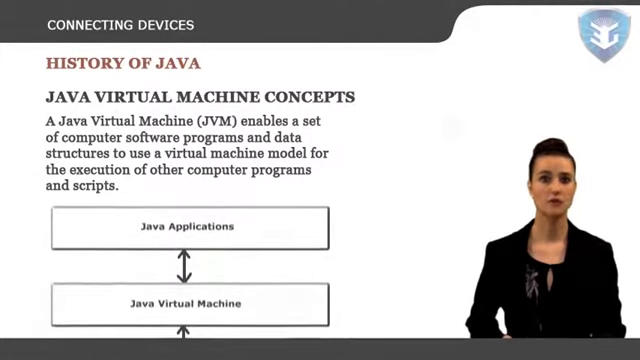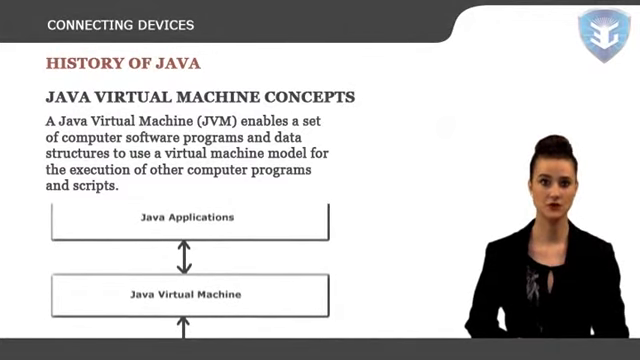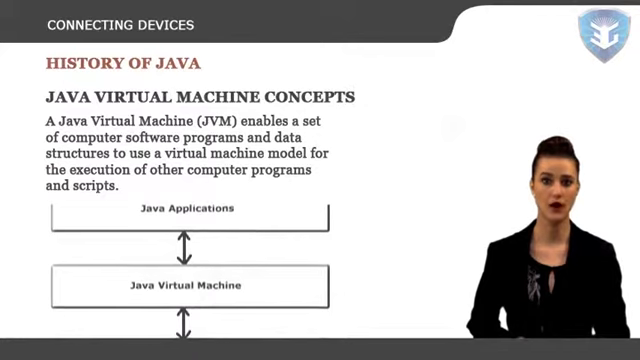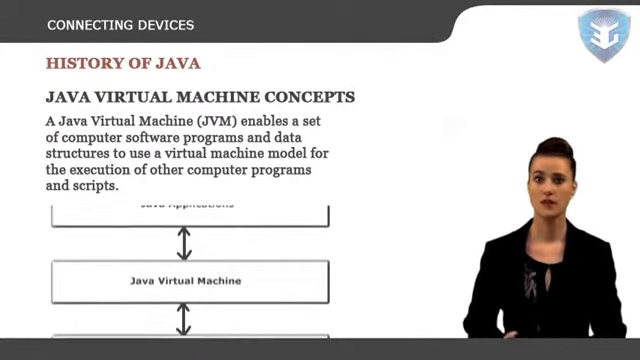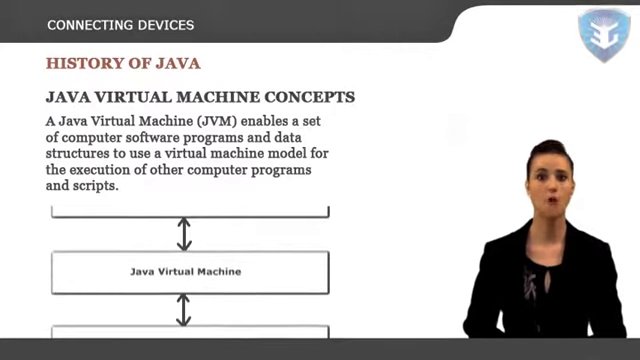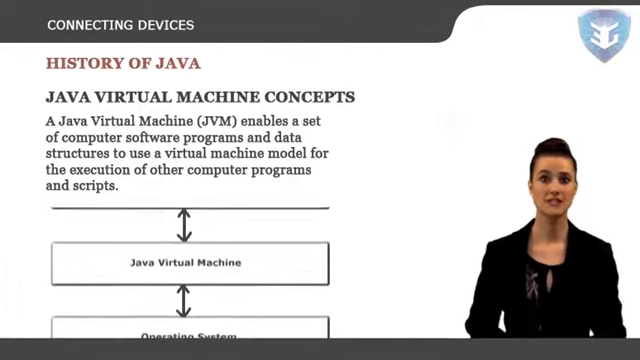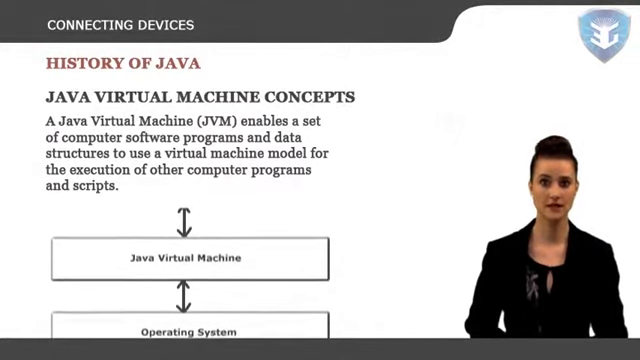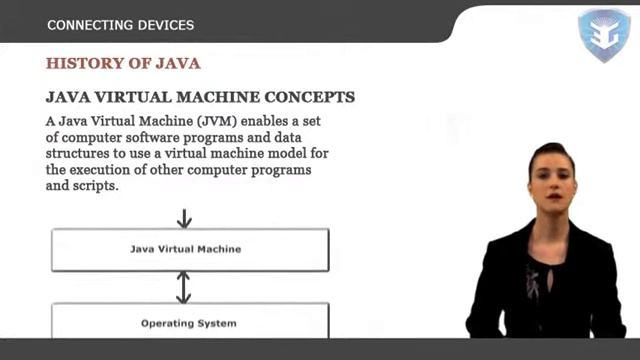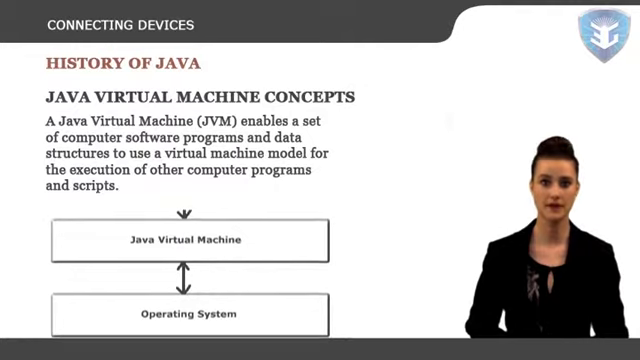A Java virtual machine, JVM, enables a set of computer software programs and data structures to use a virtual machine model for the execution of other computer programs and scripts. The model used by a JVM accepts a form of computer intermediate language commonly referred to as Java bytecode. This language conceptually represents the instruction set of a stack-oriented capability architecture. Sun Microsystems claims there are over 4.5 billion JVM-enabled devices.